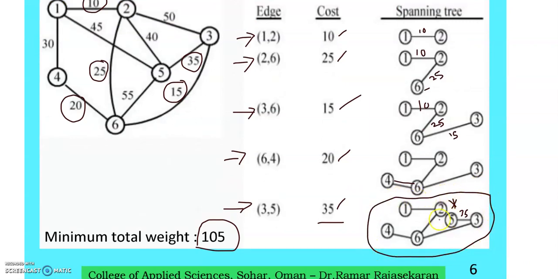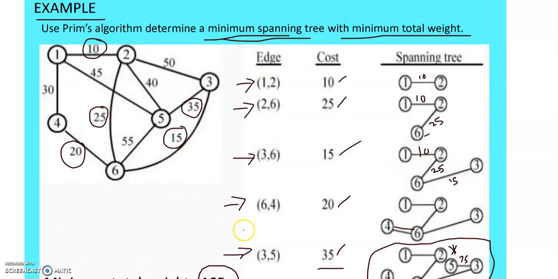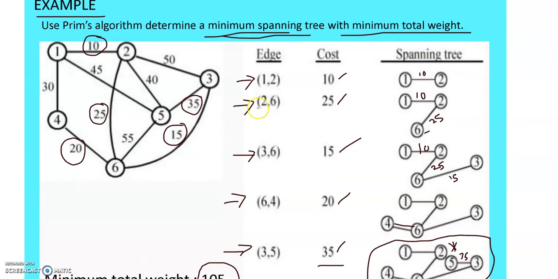When you write in the exam, you have to write the weights also. Okay, don't forget, write the weights also. And this is the minimum spanning tree, and this is the weight of the minimum spanning tree, 105. Now you can see another example. This is the method, this is the procedure you have to write.